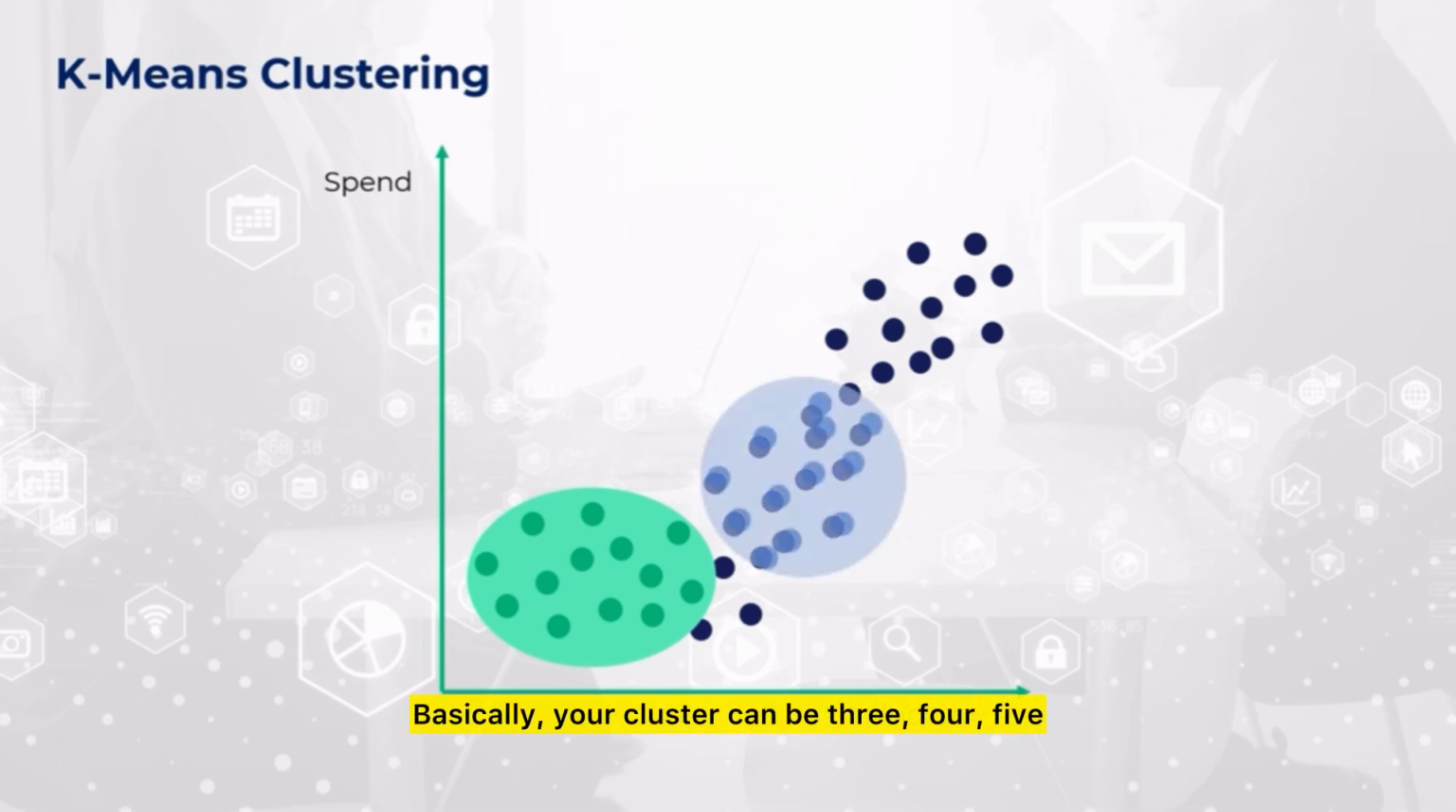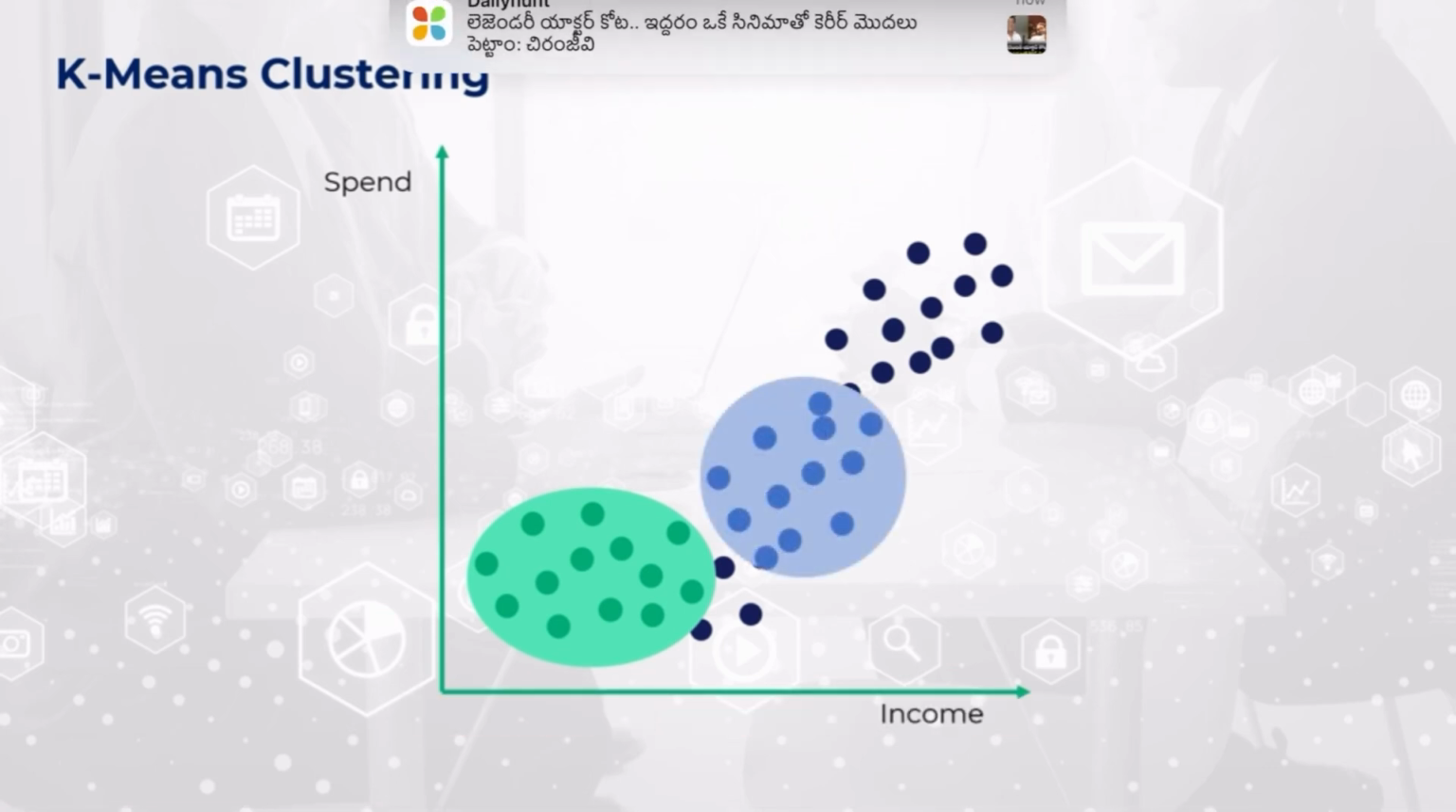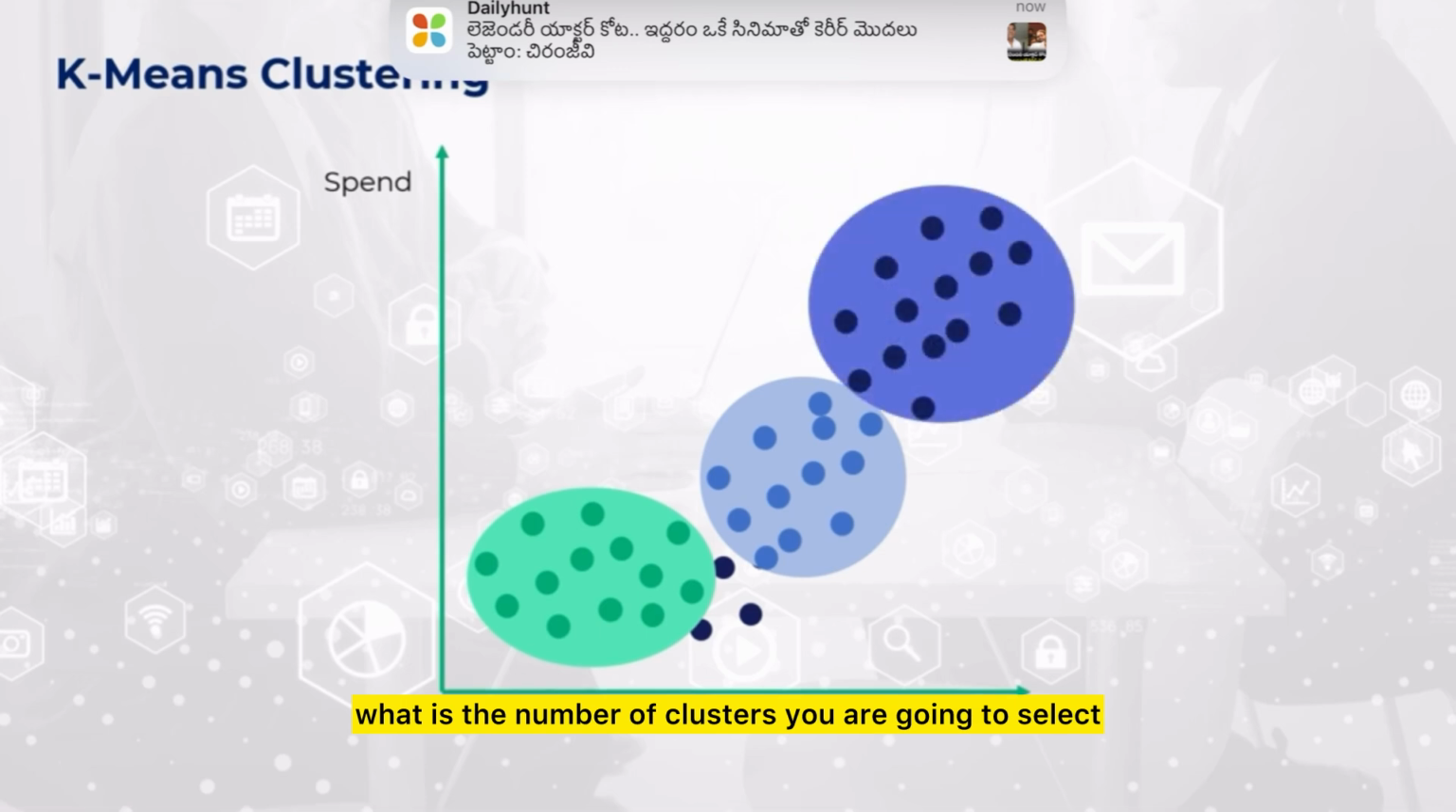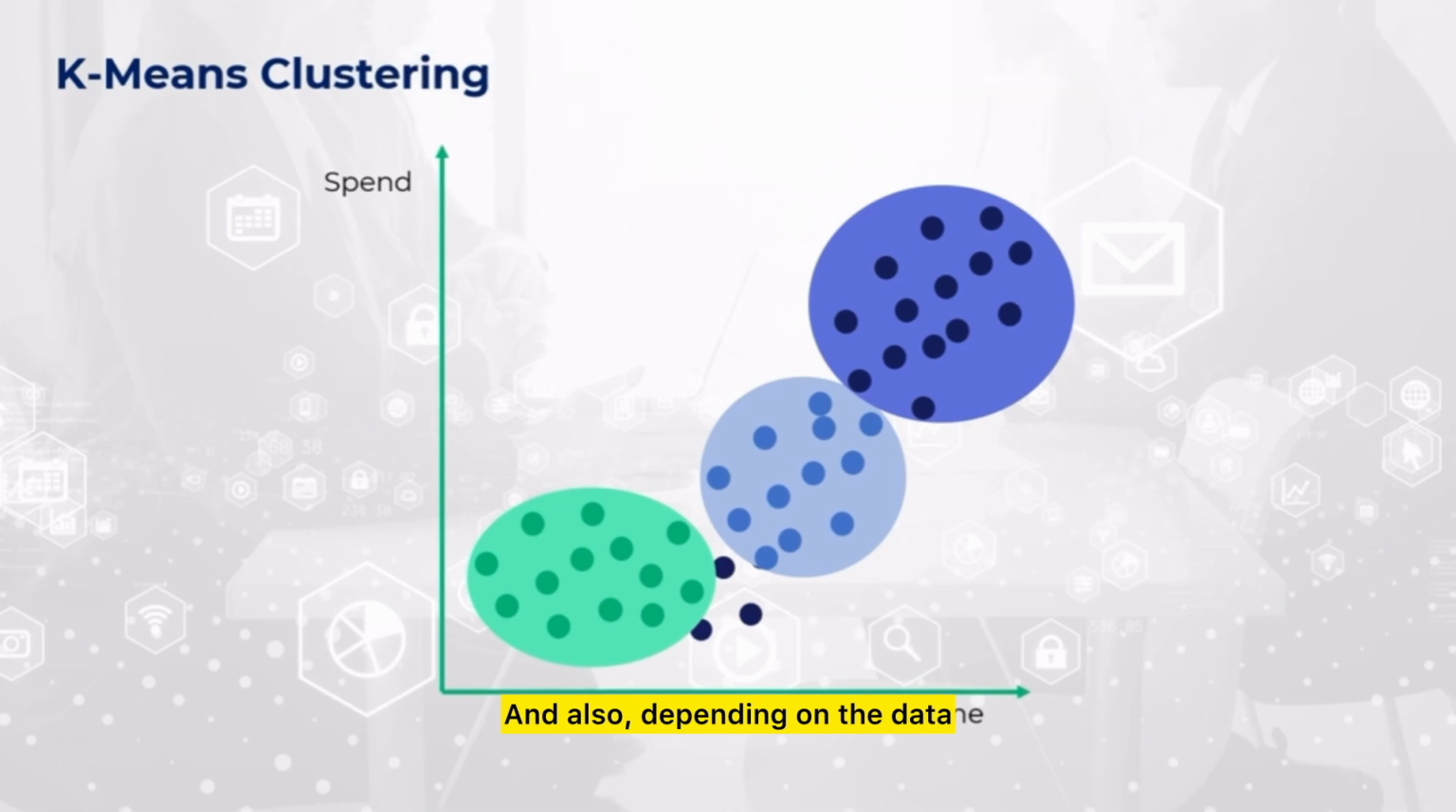Basically, your cluster count can be three, four, five, and again, what is the number of clusters you are going to select? That depends on your business case, and also, depending on the data that you are having, there are various methods where you can get the most effective k value or most effective number of clusters that should be implemented for that specific set of data. Now, the benefit of cluster analysis is it makes us take some focused decisions.